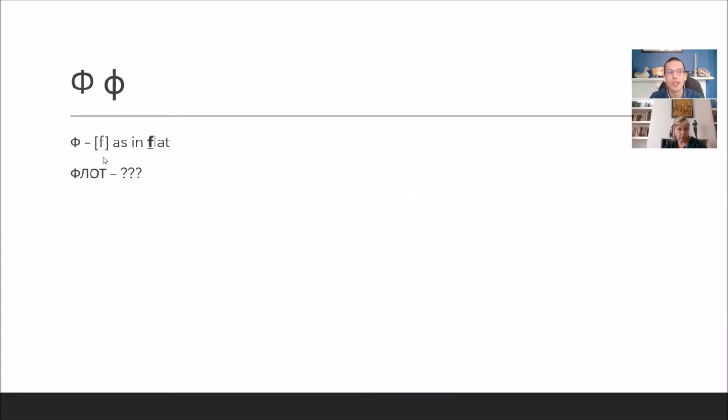Then there is another letter. It's letter F, and it makes the sound f as in flat. So there is a word with it, f, l, o, t, float. Float. And please try to guess what it means.